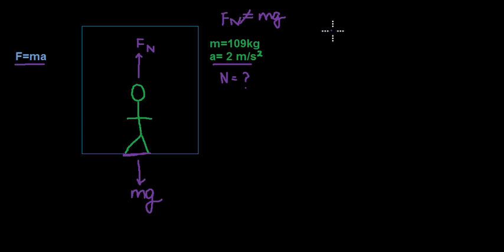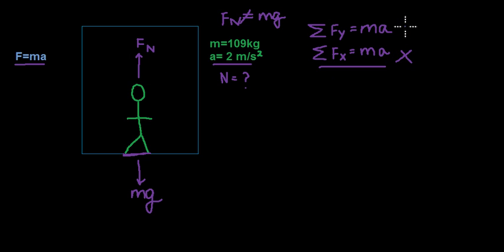So let's take the sum of all the forces in the y direction to be equal to the mass times acceleration, and the sum of the forces in the x direction to be equal to the mass times acceleration. Now notice that we don't have any forces acting in the x direction. They are just in the y direction. So we don't even have to use this. We will just use the forces in the y direction to be equal to mass times acceleration.